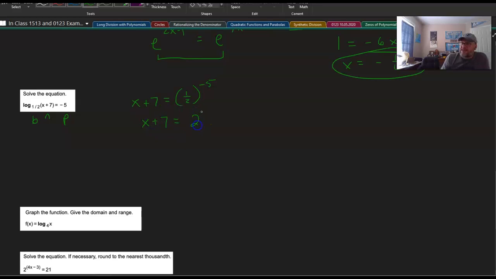So the way to get that to be a positive exponent is to take the reciprocal of whatever is inside those parentheses. And so then 2 to the 5th, isn't that 32? 2 times 2, yep, it's 32. And so then if I subtract the 7 across, I'm going to get x is 25.